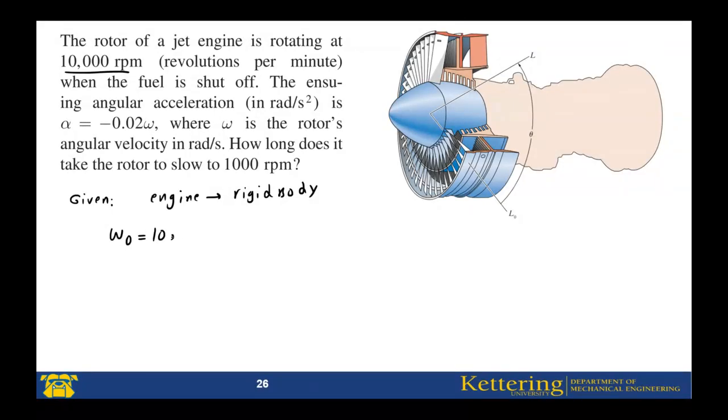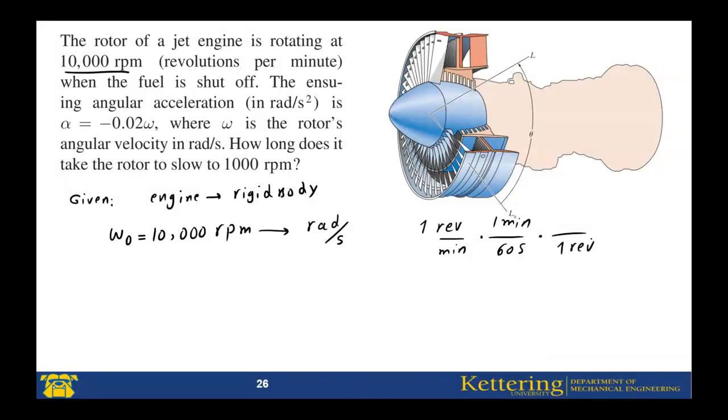It is 10,000 RPM, revolutions per minute. Now, I want to convert RPM to radians per second. One revolution per minute, if I multiply by 1 minute, it is 60 seconds. And also, one revolution is 2 pi radians.